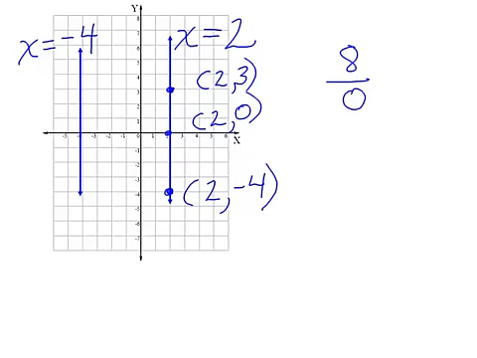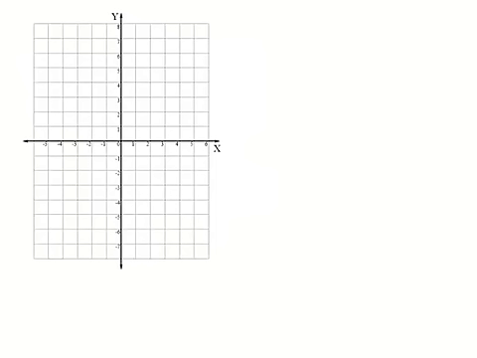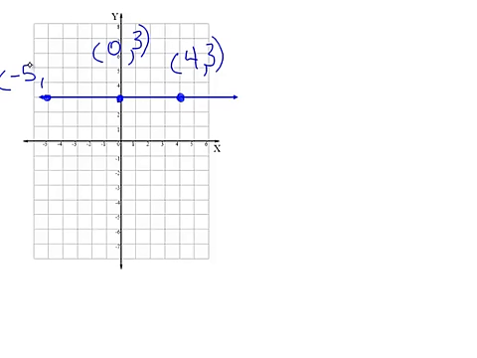Now let's talk about horizontal lines. Okay, horizontal lines cut across the y-axis and they never touch the x. Let's think of some points on this line. This is the point 0, 3. I didn't go right or left. I just went up 3. This is the point where I went right 4 and I went up 3. This is the point -5, 3. What do you notice?